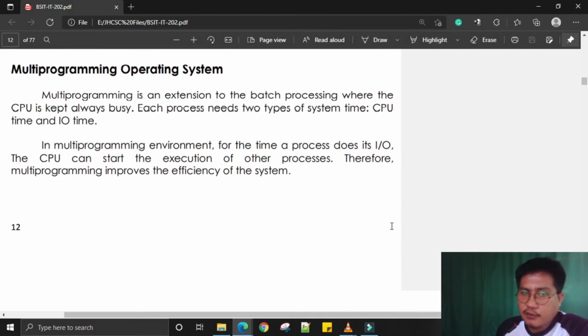Then we have the multiprogramming operating system. Multiprogramming is an extension to batch processing where the CPU is kept always busy, and each process needs two types of system time, the CPU time and the I/O time. That means we are having a clocking here. So the specific length of time that the central processing unit performs while the input is accepting resources or commands.